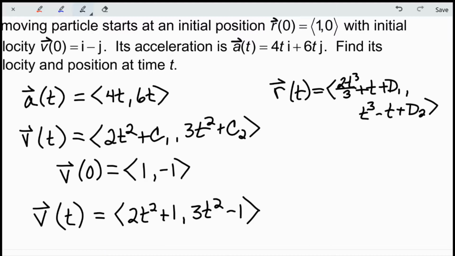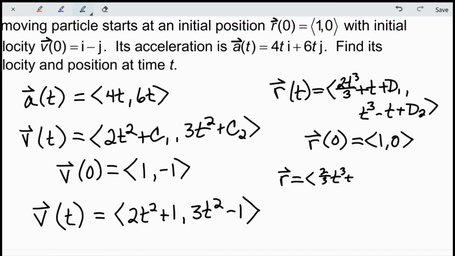Okay, remember here we were given the initial condition that we started at the position <1, 0>. So I know if I plug 0 in for time, I should be getting 1 out of the i component, and I should be getting 0 out of the j component. So in the end here, I can write this vector as <2/3 t cubed plus t plus 1, t cubed minus t>.